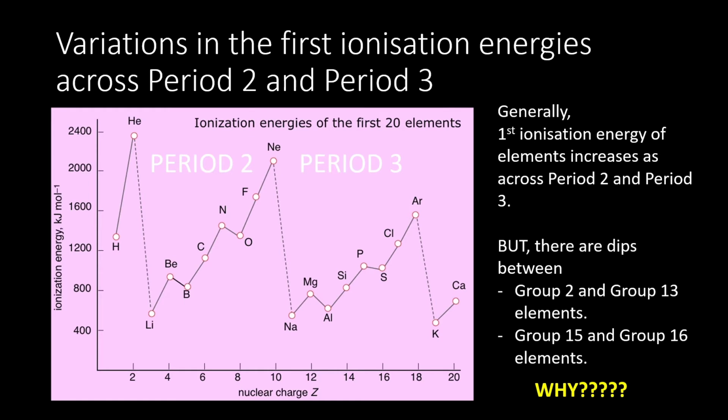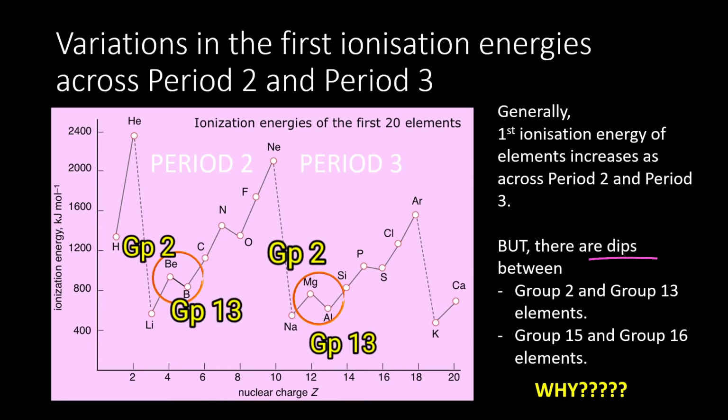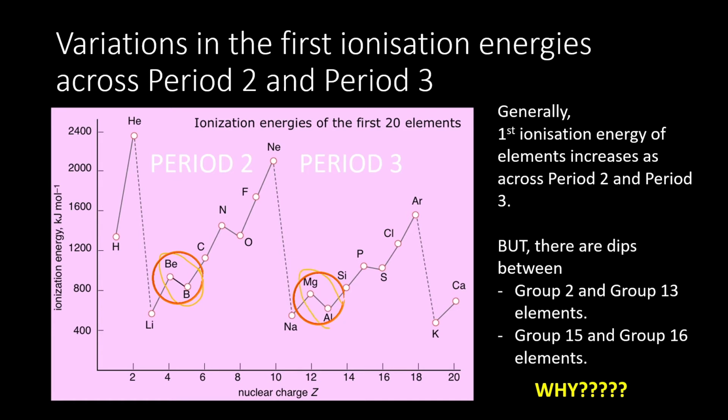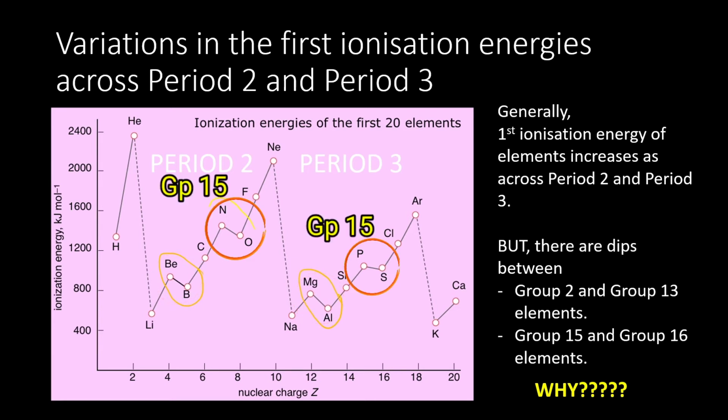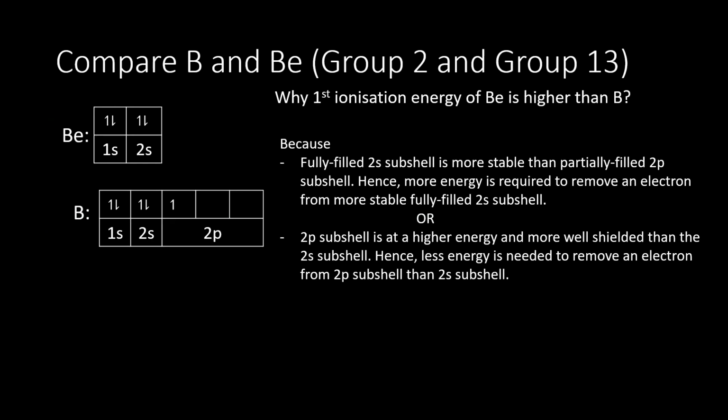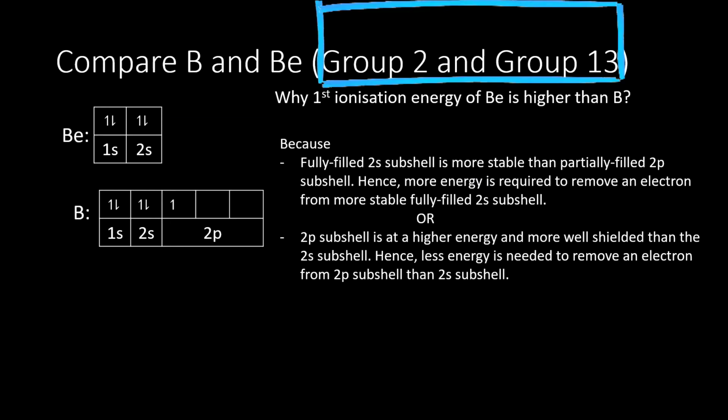Now we move on to look at the variations in the first ionization energies across period 2 and period 3. Generally, first ionization energy of elements increases across period 2 and period 3. However, there are dips between group 2 and group 13 elements, and also between group 15 and group 16 elements. Why? I will explain the dip between group 2 and group 13 elements first.